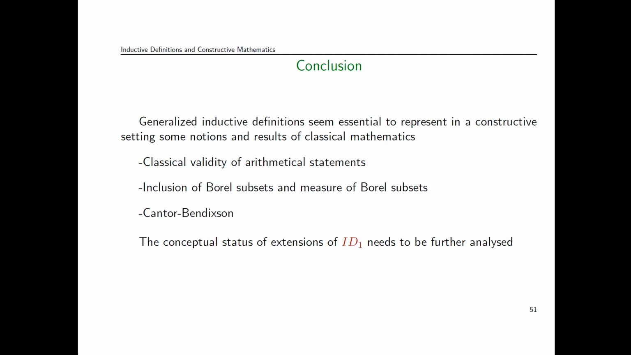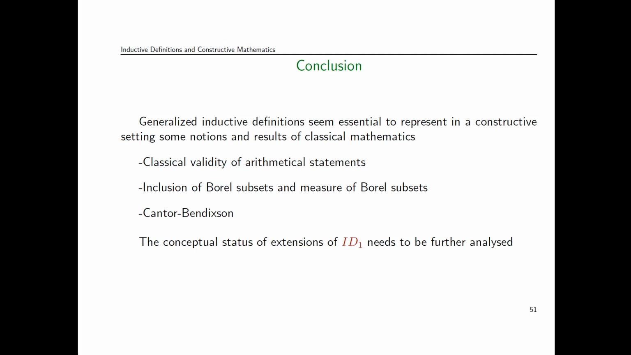If we want to understand Cantor-Bendixson from a constructive point of view, we need generalized inductive definitions, and it cannot be understood in a predicative setting according to Kreisel's definition of predicative in the 50s. And so that was a list of examples where you need generalized inductive definitions.